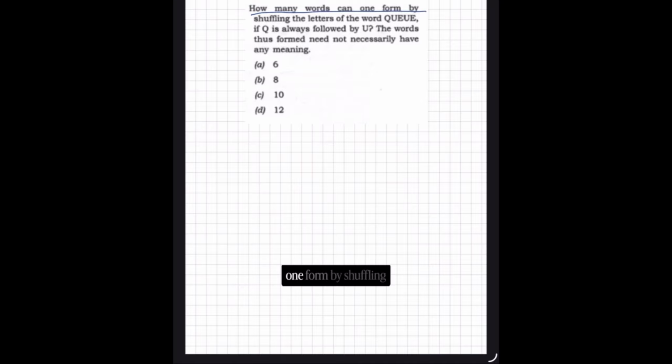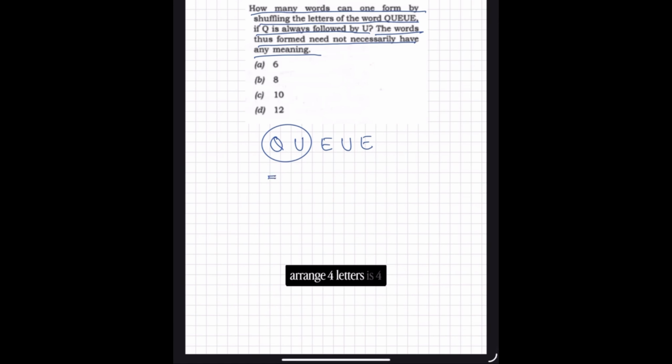How many words can one form by shuffling the letters of the word QUEUE if Q is always followed by U? The words thus formed need not necessarily have any meaning. So we have 5 letters Q, U, E, U, E. But since Q is always followed by U, we can consider this as a single block. Now we have to arrange 4 letters. So the number of ways to arrange 4 letters is 4 factorial. But since E is appearing twice, we'll divide it by 2 factorial. So our answer is 4 into 3 into 2 into 1 divided by 2 into 1. That is 12. So our answer is D.